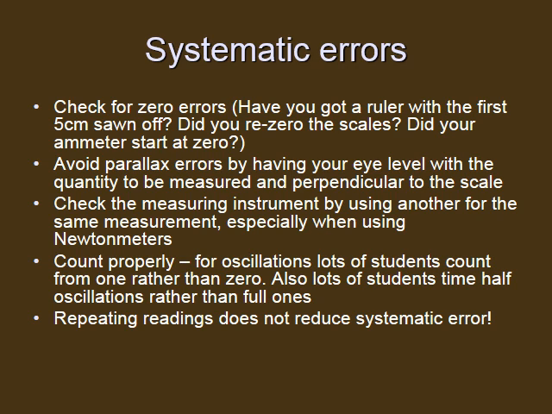If you are using one balance, then use another balance to check that your first balance is precise and accurate. Remember also, if you're doing, say, oscillations of a spring, to count properly. For oscillations, lots of students count from 1 rather than 0. Also, lots of students time half the oscillations rather than a full oscillation, which is the period you're supposed to be calculating. And remember that repeating readings does not reduce systematic error. It reduces random error. If you have a systematic error, that's going to be in every reading, so even if you do more than one reading, it's still going to be there.